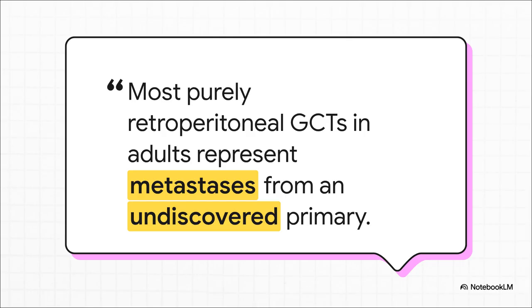If you spot a germ cell tumor in the retroperitoneum of an adult male, it's basically a 5-alarm fire. It immediately triggers an urgent clinical search for a primary in the testicle, which could be this tiny hidden ember or even a burned-out shell of what it used to be.